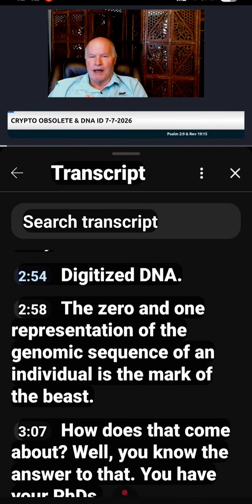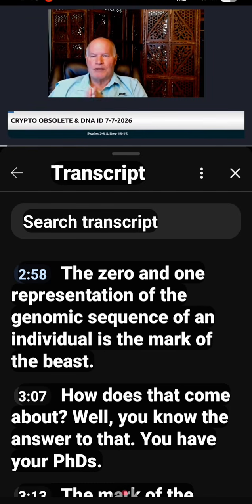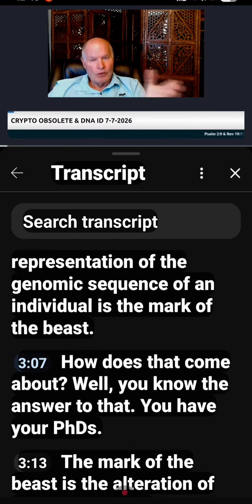Digitized DNA, the 0 and 1 representation of the genomic sequence of an individual, is the mark of the beast. How does that come about? Well, you know the answer to that. You have your PhDs.